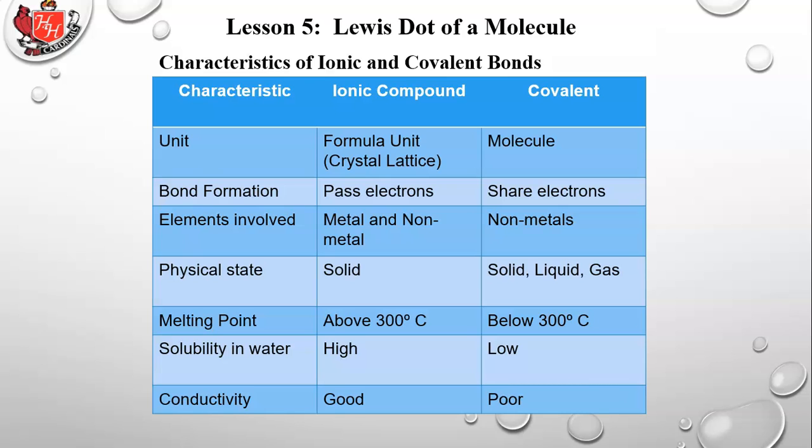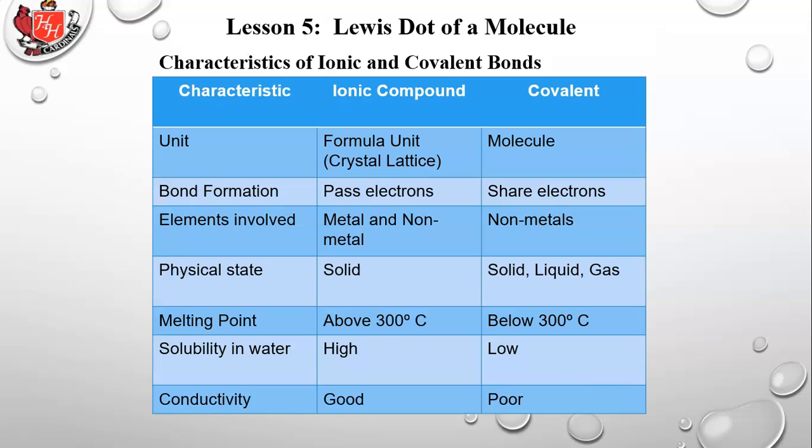Physical state. Ionic bonds exist as solids. Covalent bonds can exist as solid, liquid, or gas. So think of water. Water is a covalently bonded molecule. Solid water we call ice. Liquid water we just call water. And gas form of water we call vapor or steam. So covalent bonds, because they are independent, can either stick together or not stick together, and that determines whether they are solid, liquid, or gas.